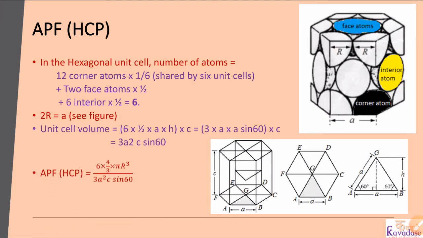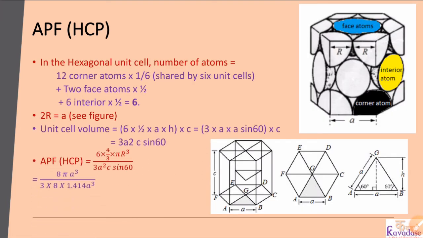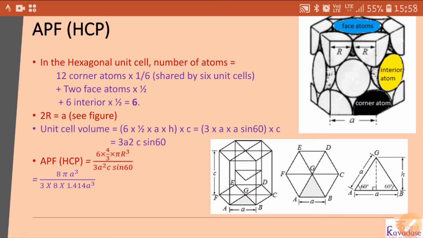Then APF for HCP can be calculated as follows. First we need to calculate the total number of effective atoms. You know that there are 12 corner atoms, and each corner atom is shared by 6 unit cells, means 12 corner atoms multiplied by 1 by 6.